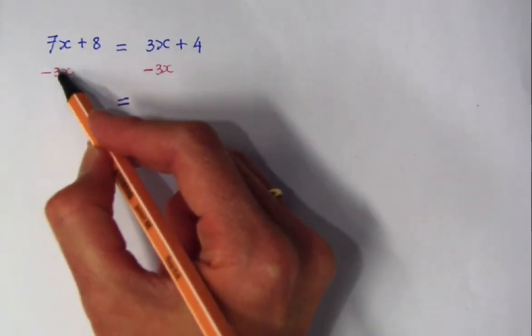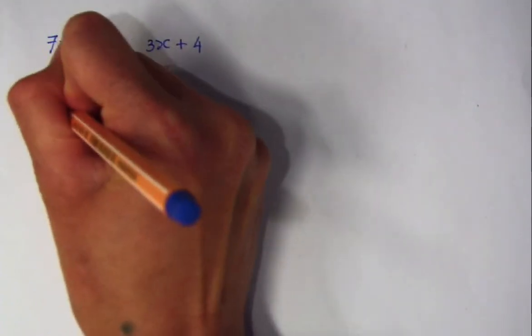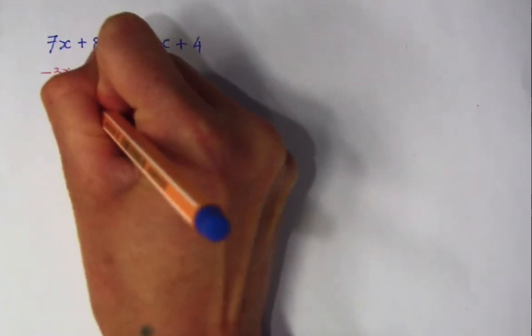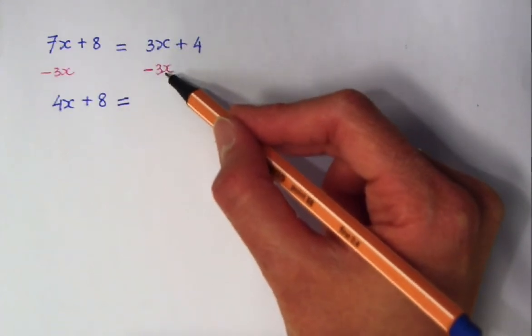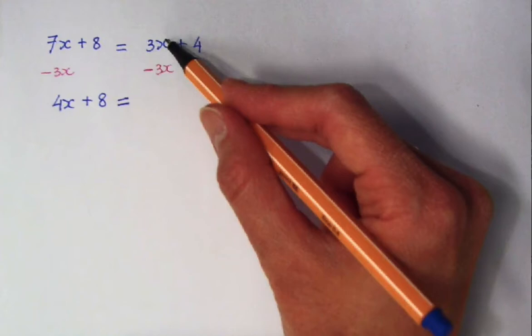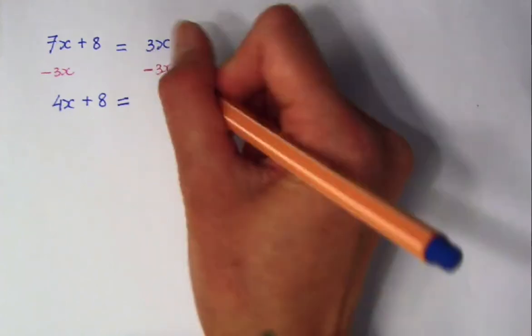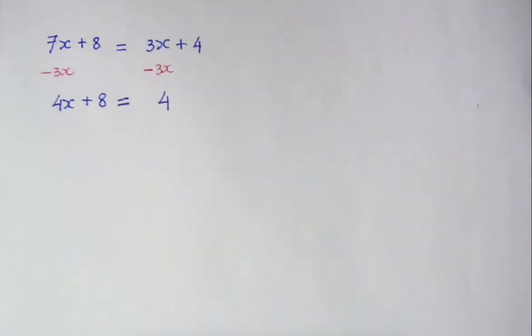If I subtract 3x from 7x, I will have 4x, and then still plus 8. And here 3x subtract 3x will cancel out. So 0 here. I'm left with only positive 4 on the right-hand side.